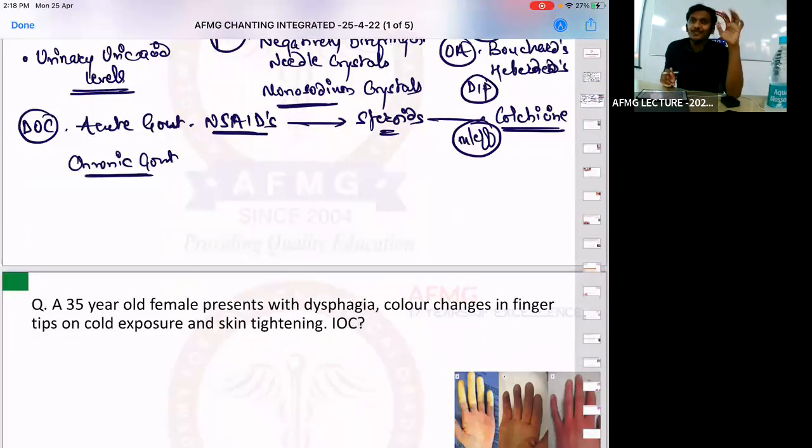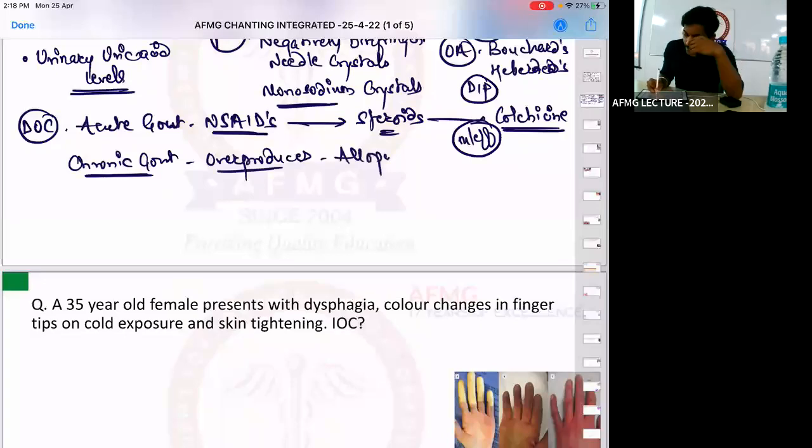If they only ask you the drug of choice for chronic gout, one answer can be allopurinol. But if they say that the patient is an overproducer, then your answer would be allopurinol. If the patient is an overproducer, the drug of choice is allopurinol. Okay, allopurinol. Ye sarkari question.